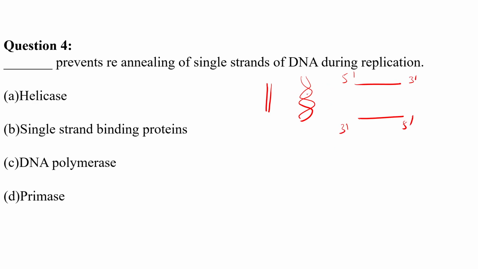So the cell first has to separate these two strands. For that purpose helicase is used. So it basically separates the helix into single strands. Fine. After this, now these single strands can again re-anneal, because the attachment is basically hydrogen bonds, right?